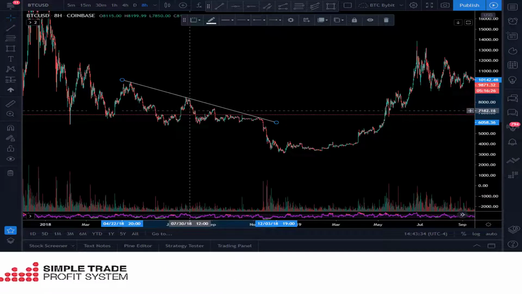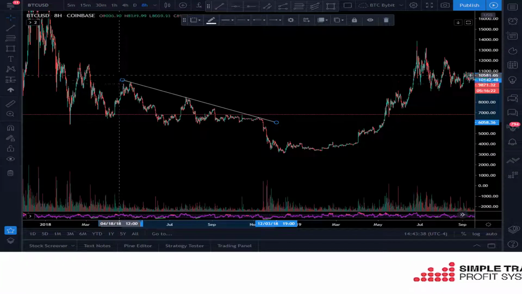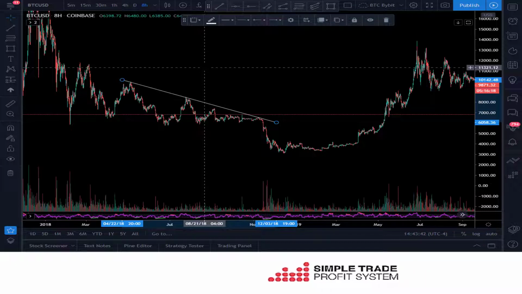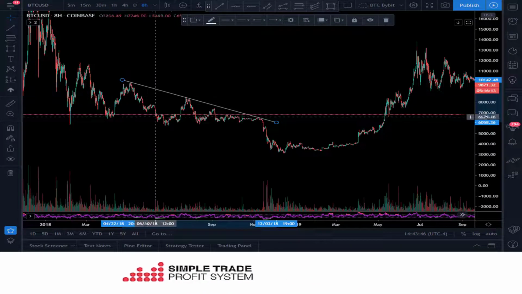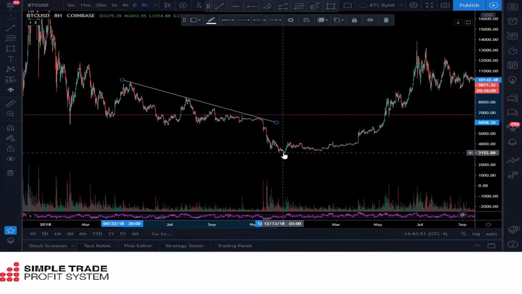Try to get price to touch your line as many times. So we can see that the same as with horizontal support and resistance, trend lines become support and resistance. Where it came up, it sold off. It came up, it sold off. It came up, sold off. Came up here and eventually sold off.